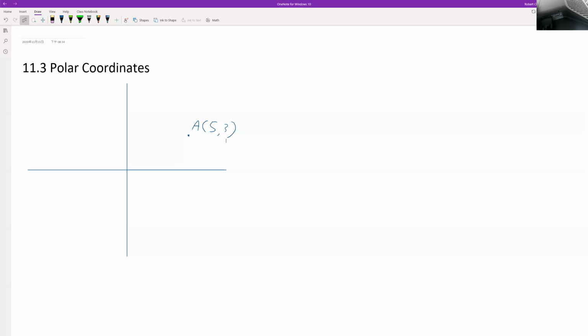Hello guys, this is 11.3. We're looking at polar coordinates. So before we get started, I just want to go back to simple algebra for a second.